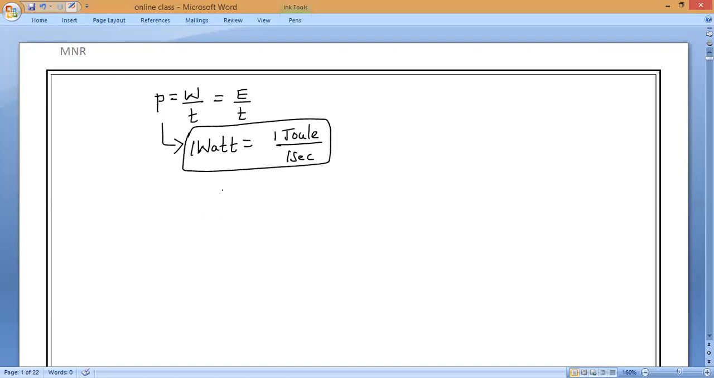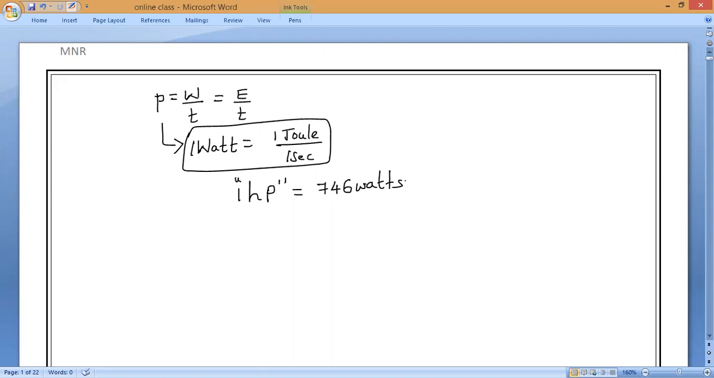And if it comes to the commercial or practical unit of power, we represent it with what? HP. What do you mean by HP, guys? Horsepower. So, as we all know, 1 horsepower is equal to how many watts? 746 watts.